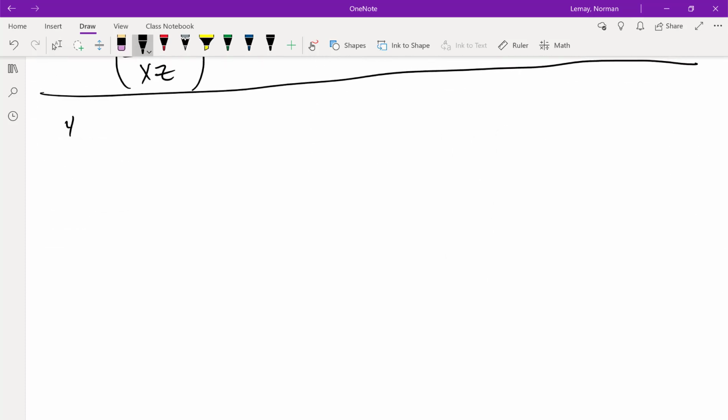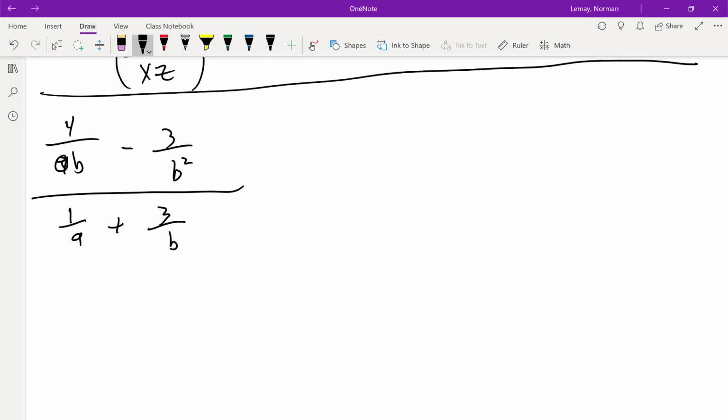Kicking it up a notch, let's take a look. 4 over ab minus 3 over b squared. All of this is over 1 over a plus 3 over b. So the idea here is first we're going to have to simplify the numerator, and then we're going to have to simplify the denominator to put it into a fraction over a fraction.